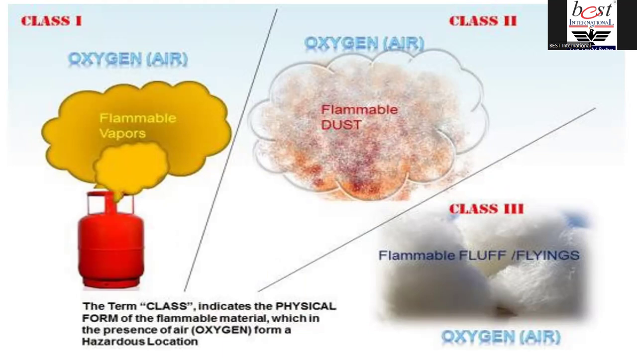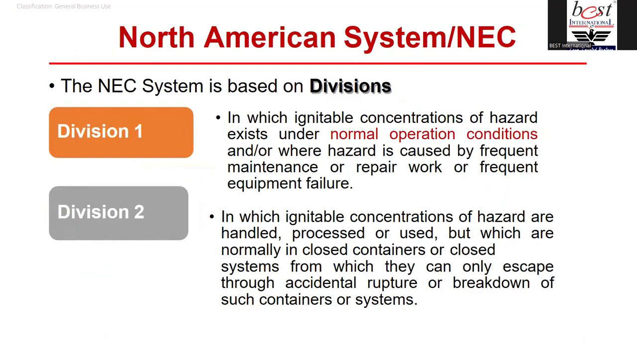Same way, this is class 1, class 2, class 3. See a good example. Flammable vapors is class 1. Class 2 is oxygen or air, flammable dust. Class 3 is flammable fluff or flying fibers. Because oxygen is mostly everywhere.